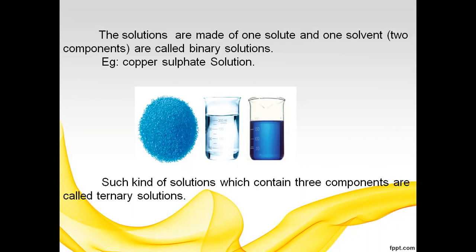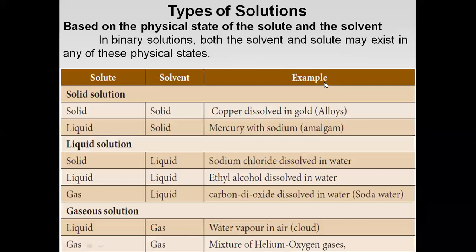The classification based on the physical state of solute and solvent is further divided into three types: solid solution, liquid solution, and gaseous solution. We already know that mixtures are normally divided into three types: solid, liquid, and gases. So the binary solutions are divided into three types: solid solution, liquid solution, and gaseous solutions.